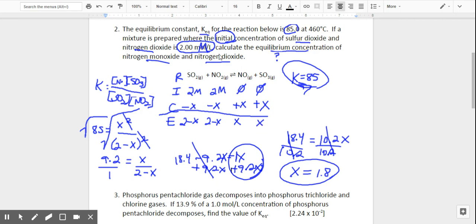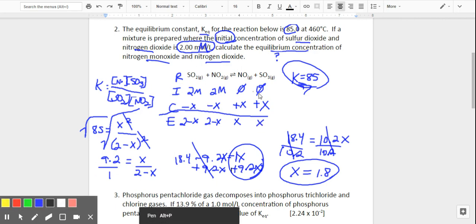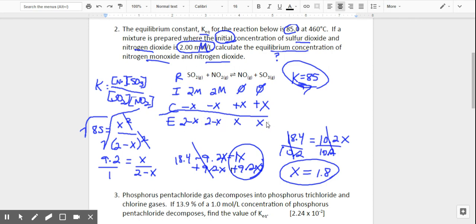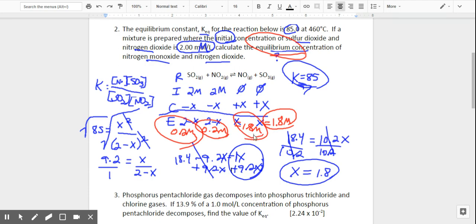Well, all I'm going to do is take that x value and plug it into my equilibrium expressions here. So this x means that the concentration of SO3 at equilibrium is 1.8 molar. Same thing for NO, that equilibrium concentration is 1.8 molar. Now for these, since they're 2 minus x, I say 2 minus 1.8, and that gives me 0.2 molar for its concentration and 0.2 molar for its concentration as well. So now I've answered my question and I know my equilibrium concentrations for each of my species there.